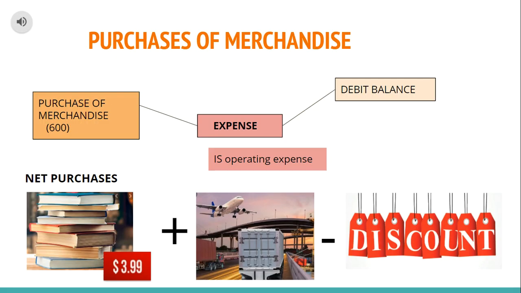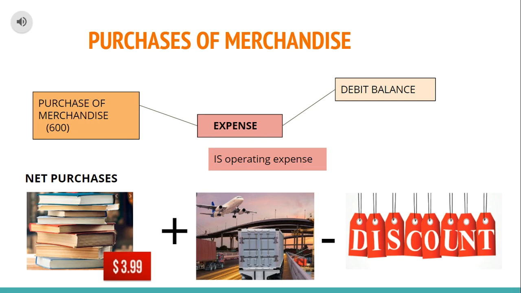Now we move on to the purchases of merchandise. The purchases account is an expense, so it has a debit balance. In order to calculate net purchases, we need to multiply the number of units by the unitary cost, plus all the costs necessary to get the merchandise ready, minus the discounts included in the invoice.